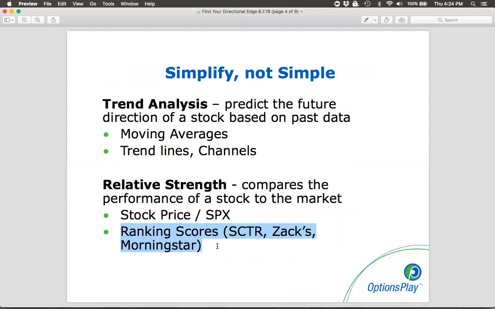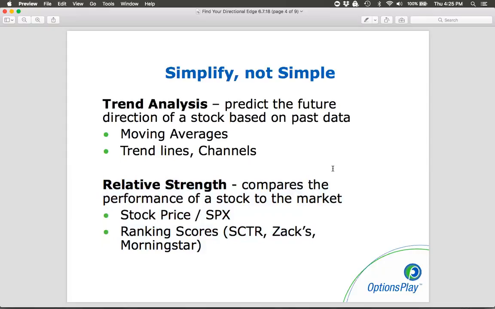Now, the reason we want to take a look at each of these is that they provide us with a different view. Trend analysis provides us with an idea as far as where we think the stock's going to go relative to itself, historically speaking, and then relative strength tells us where we think the stock's going to go relative to the market. And each one of these two indicators provides some insight, but not the full picture. That's why we want to look at how to combine these two.